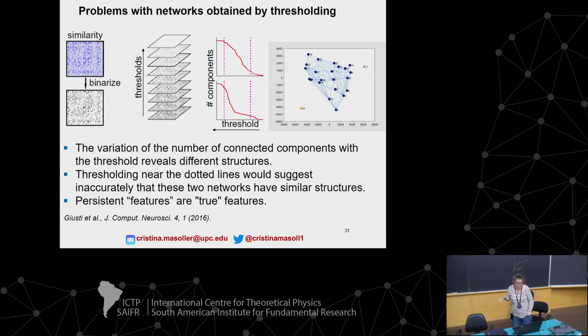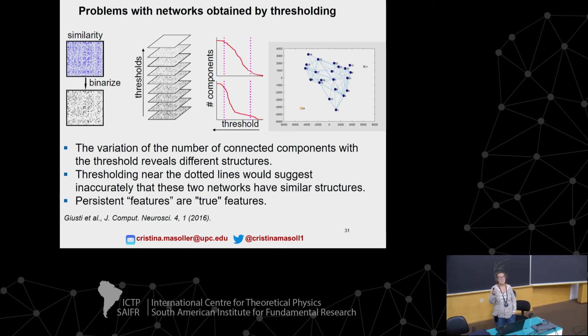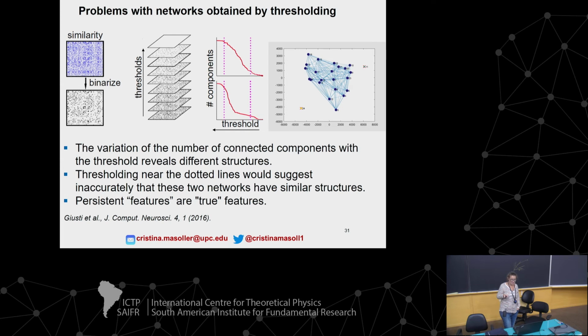So basically, persistent features are true features, features that persist when you change the threshold. If you use this threshold, the two networks look similar in terms of the number of components. And if you use this one, they also look similar in terms of the number of components. But the networks can be very, very different. So that's why it's important to check what is the effect of the threshold that you use to build the network.